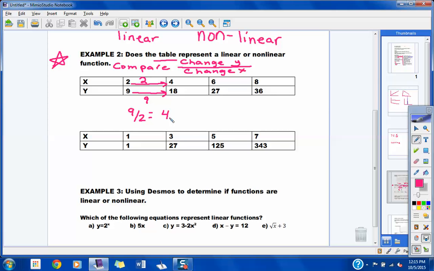All right, here's the deal. What this means is this: for every 1 unit that I move up on the x, how much do I move up on the y? Well, that 4.5 is going to be that value, right?